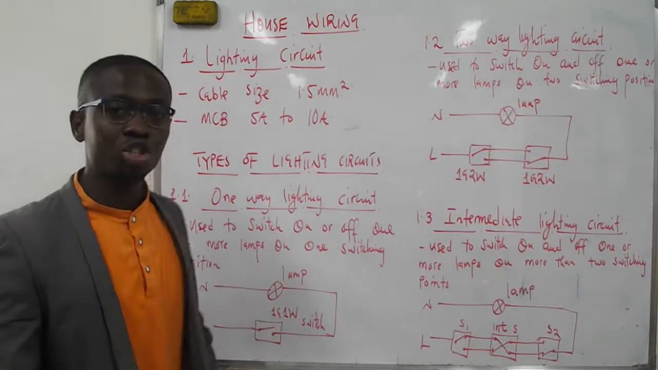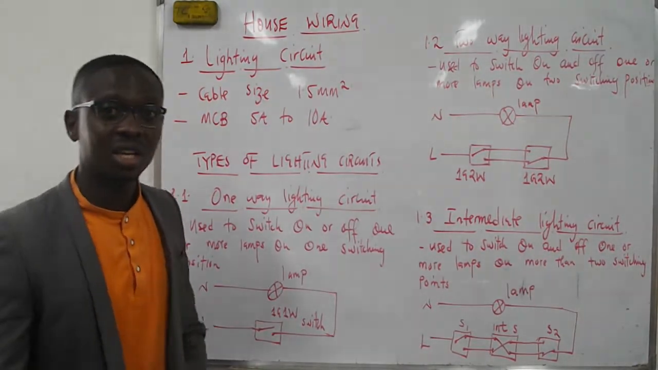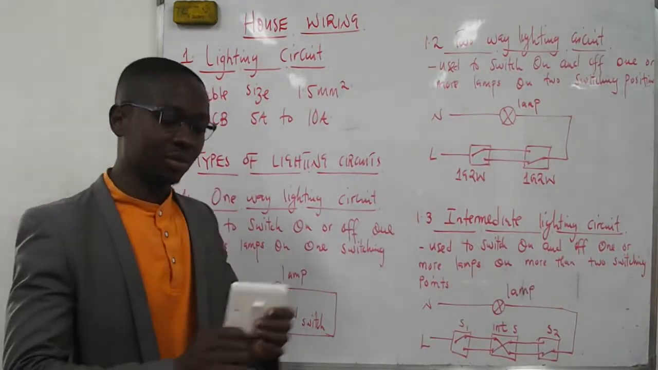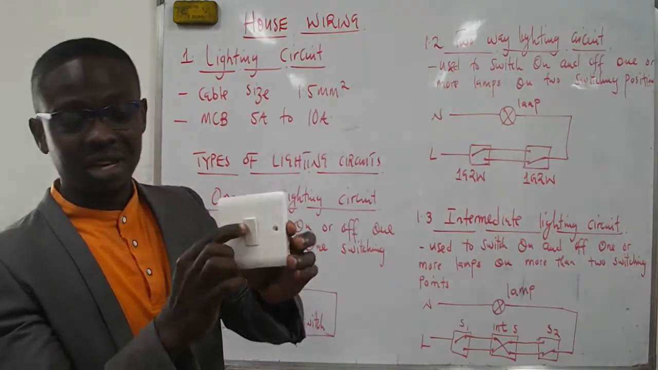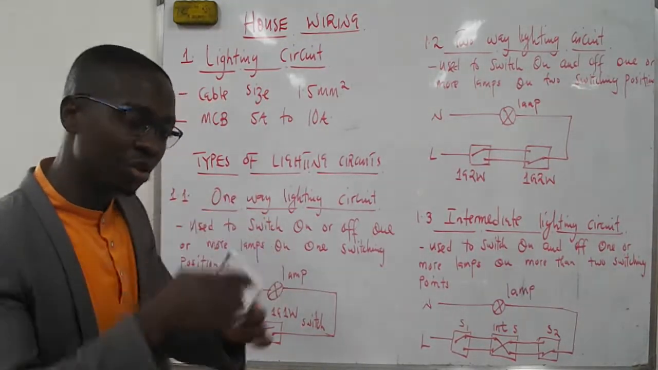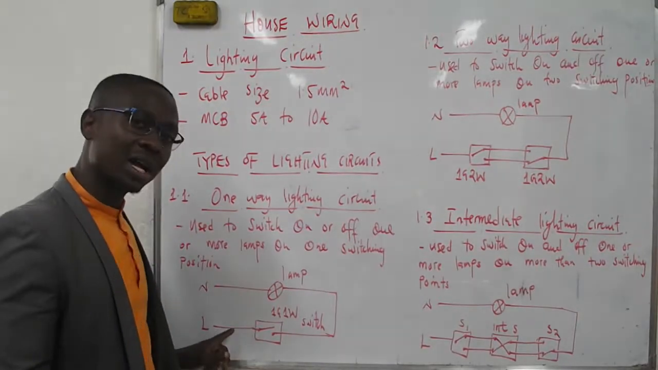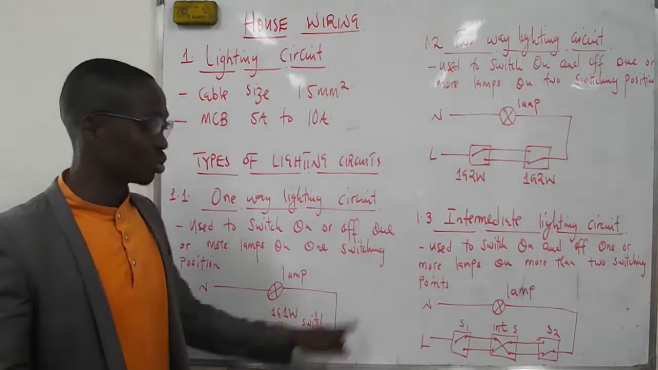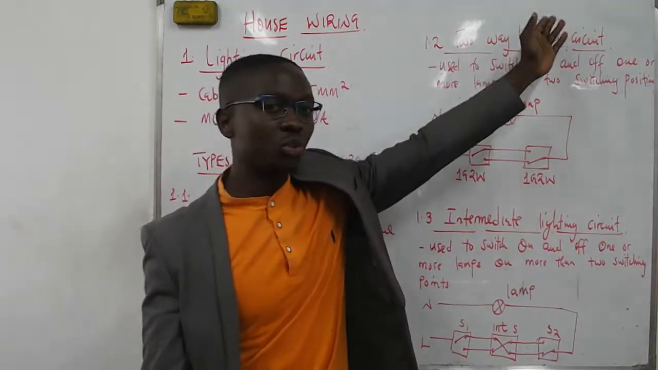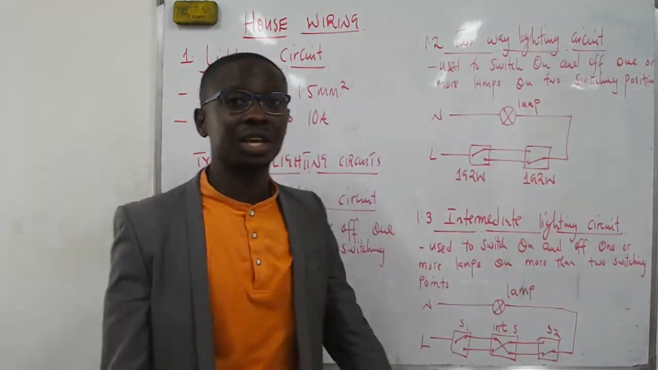The kind of switch used in a one-way lighting circuit is a one-gang, one-way switch. It looks like this. It has a gang in front, which is just one gang, and behind it has two terminals. It has the terminal for the input, where supply comes, and one which goes to the load. Okay? Then we've got another type of lighting circuit, which we call a two-way lighting circuit.